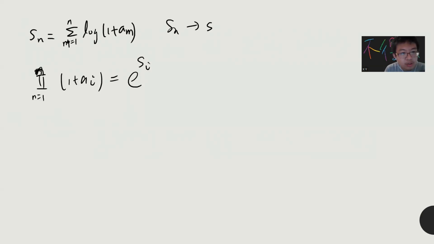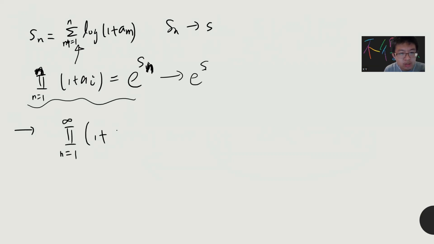So if you go to n, it's not S_n, you go to S_n, right? But this is just a copy of this, because log a plus log b equals log ab, and the exponential is a continuous function. So when S_n approaches S, then it's the exponential of S. This just tells you that the product for n from 1 to infinity of (1 + a_i) will be exponential of S.